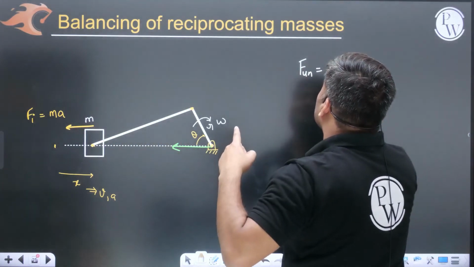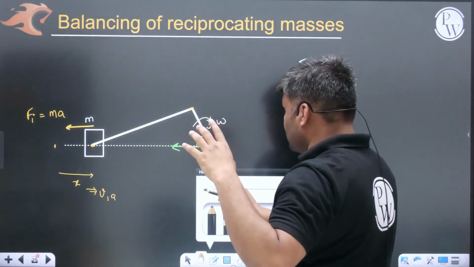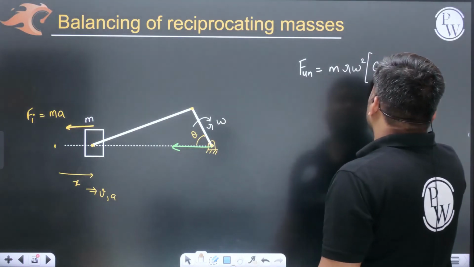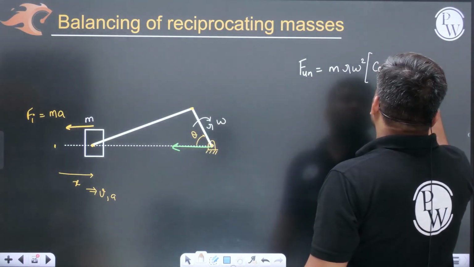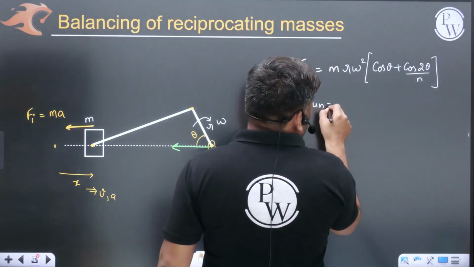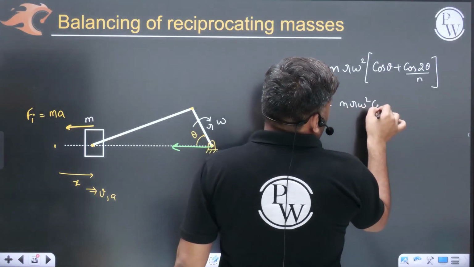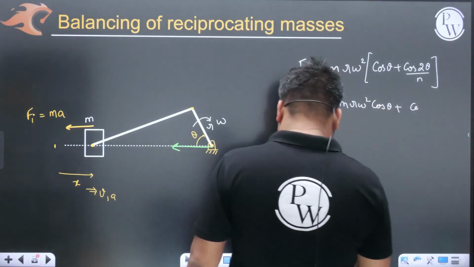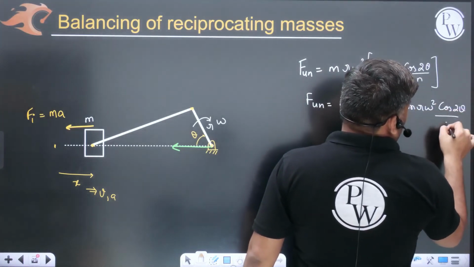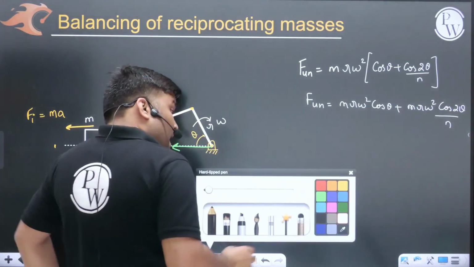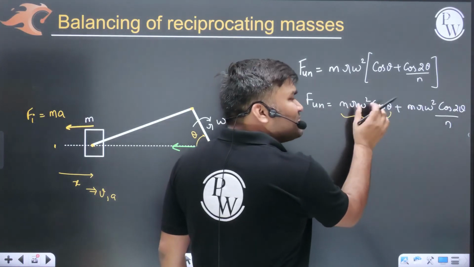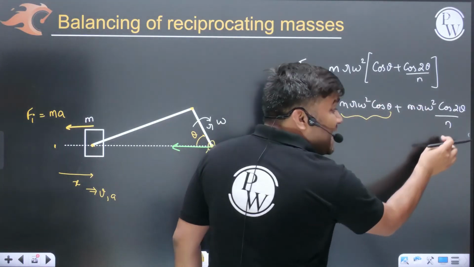Unbalanced force can be written as m, and acceleration क्या होता है बेटे? Acceleration is r omega square within bracket cos theta plus cos 2 theta divided by n. Getting a point? If you'll open it a little bit, m r omega square cos theta plus m r omega square cos 2 theta divided by n. This is the total unbalanced force. This unbalanced force का this part, can you imagine? m r omega square something cos theta, m r omega square divided by n cos 2 theta.